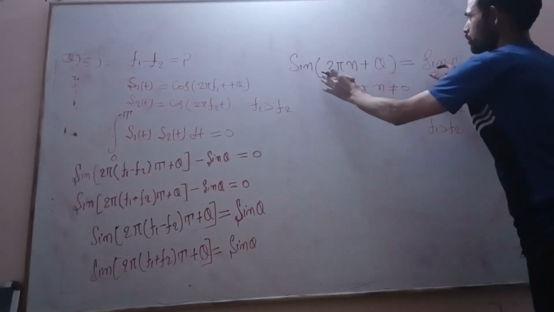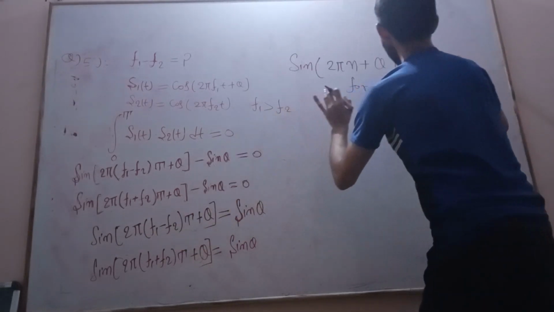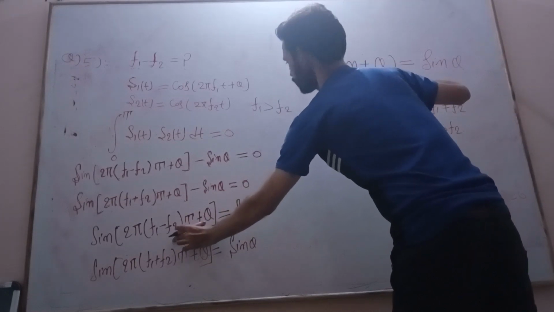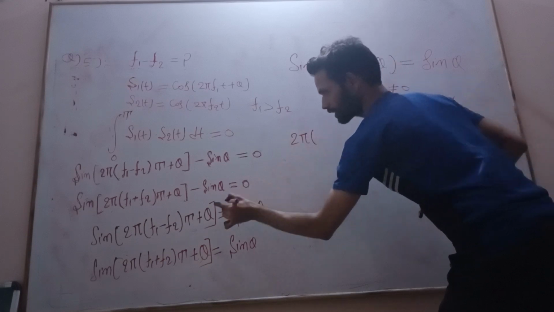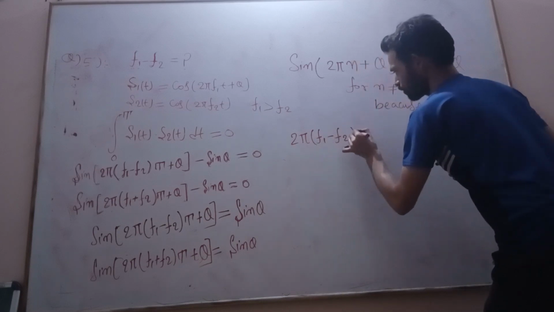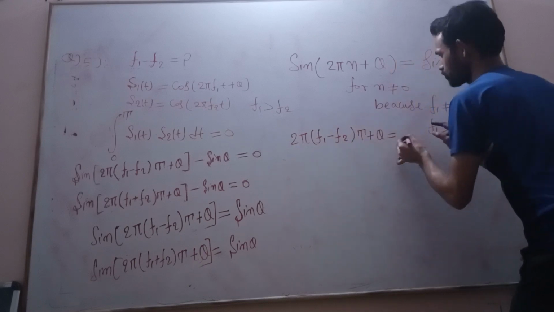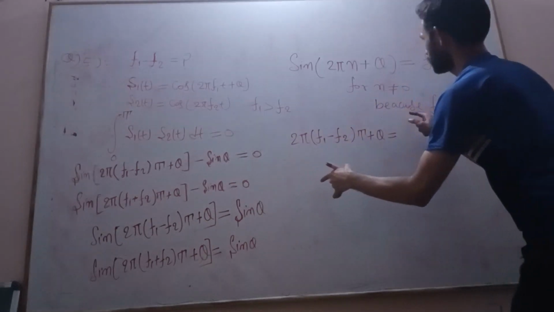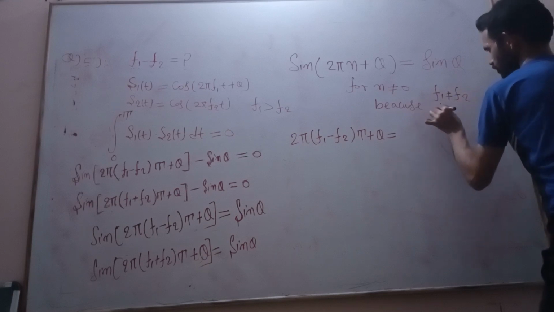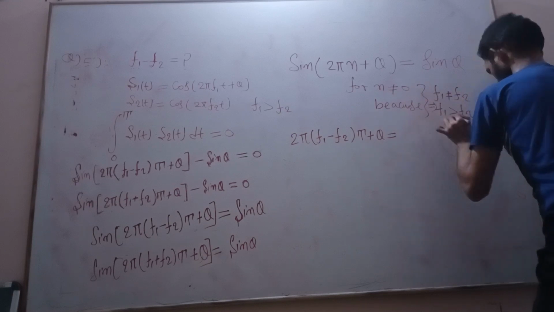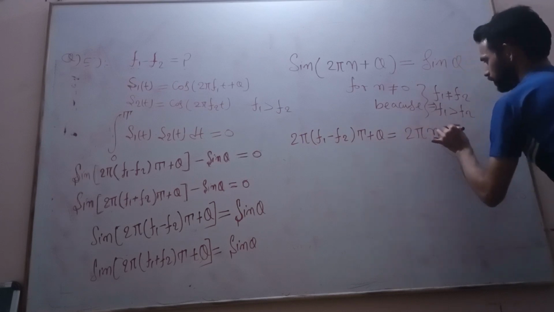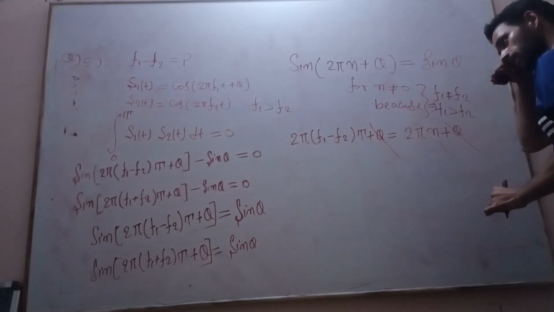Now from this and from this, compare this with this. This left side is equal, and this should be equal. This will be equal when 2π(f1 − f2)t + θ is equal to plus θ. Here F1 is not equal to F2 and F1 is greater than F2, so this is the reason. So 2π(F1 − F2)t + θ is equal to 2πn + θ. Here θ will get cancelled.